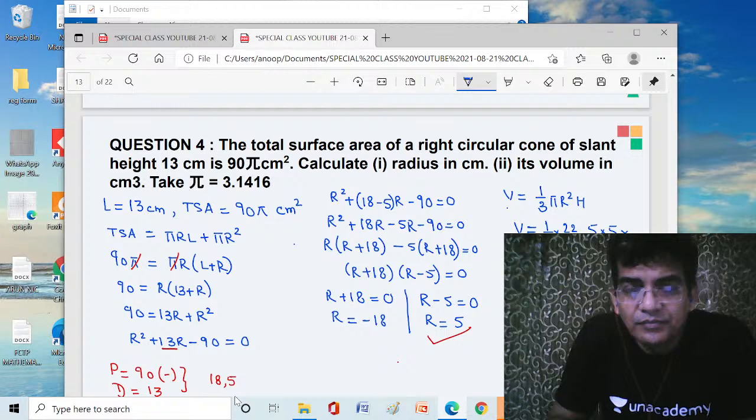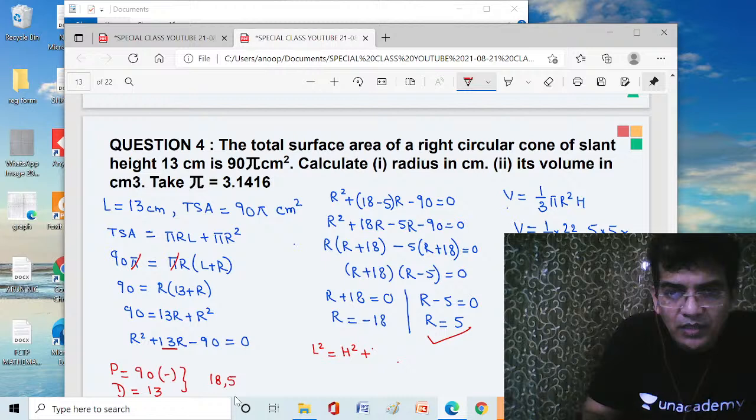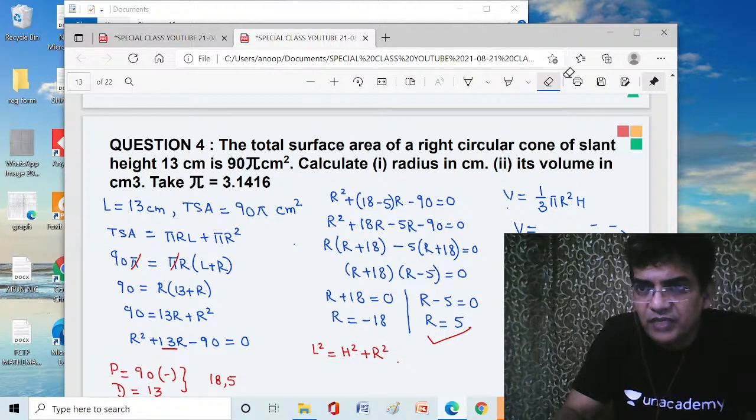Okay, so let's calculate the height. How do we calculate the height? We will apply here the relation: L square is equal to h square plus r square. Now why are we calculating height? Because when we wrote the formula for volume, you can see height is required. So as height is required, first we need to calculate the height, right? So we are calculating the height first.